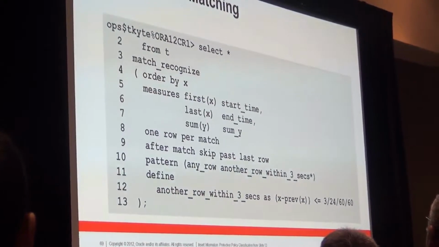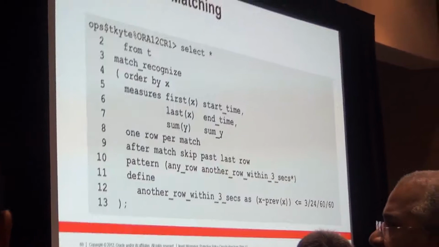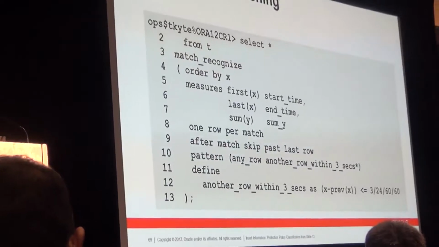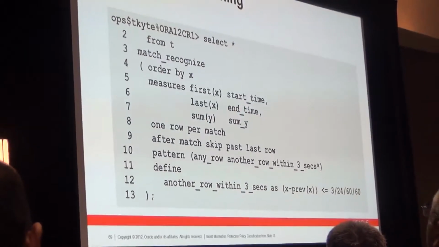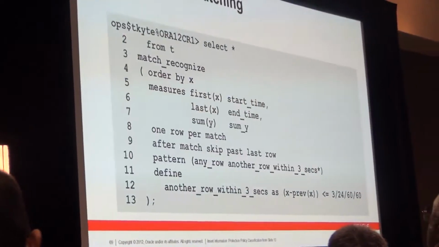I'm using this new match recognize clause. In the match recognize clause, I need to take the data and sort it, order by X. Here, X is my primary key. The timestamp is unique, so I'm sorting deterministically. This is really important for these pattern matching clauses.